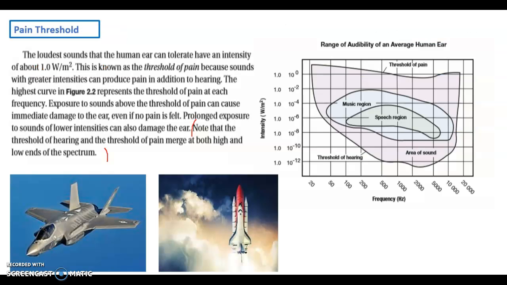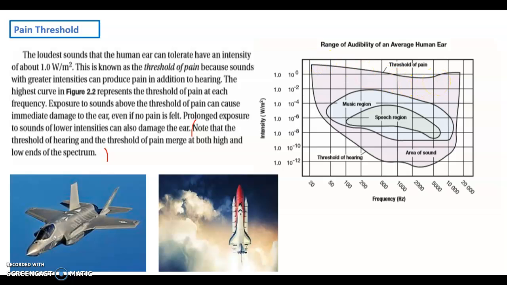And finally, here we have the pain threshold. The loudest sounds that the human ear can tolerate have an intensity of about 1 watt per meter squared. So this is known as the threshold of pain because sounds with greater intensities can produce pain in addition to hearing. So the highest curve in figure 2.2, as I explained before, represents the threshold of pain at each frequency.